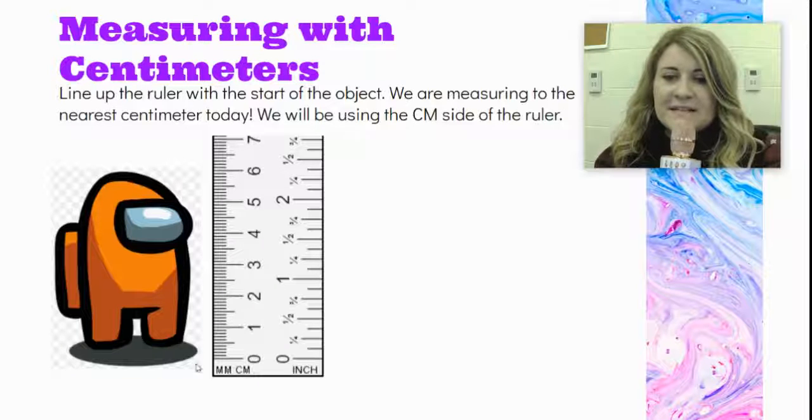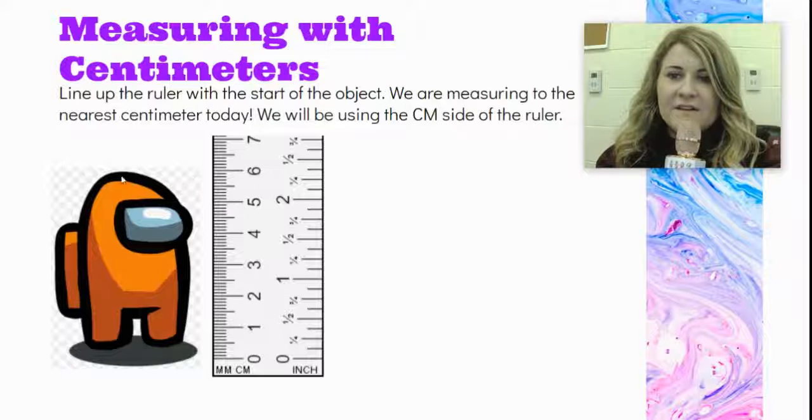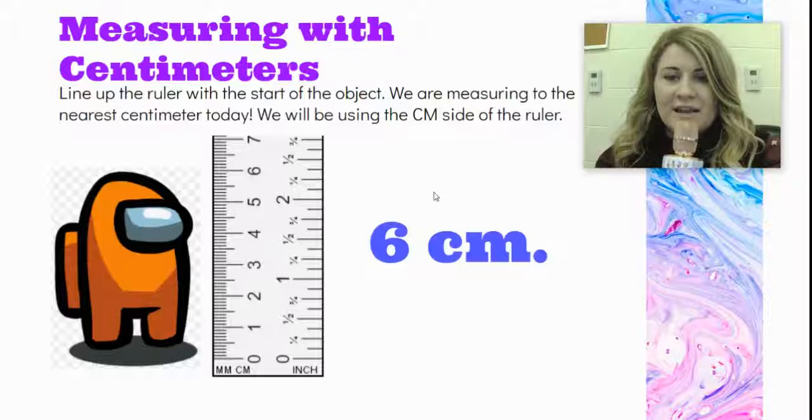So here we started at 0 on the centimeter side, and we're going to see about how many centimeters tall our Among Us character is. And if I look at the top of him and bring that over here, he is about 6 centimeters tall. So 6 centimeters is our answer here.